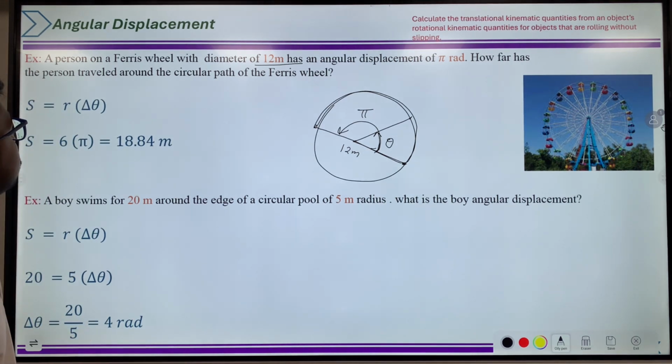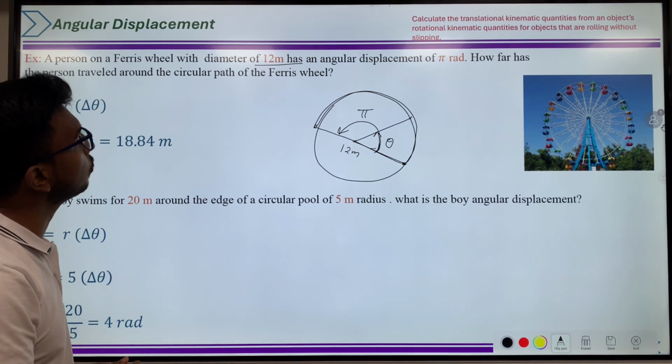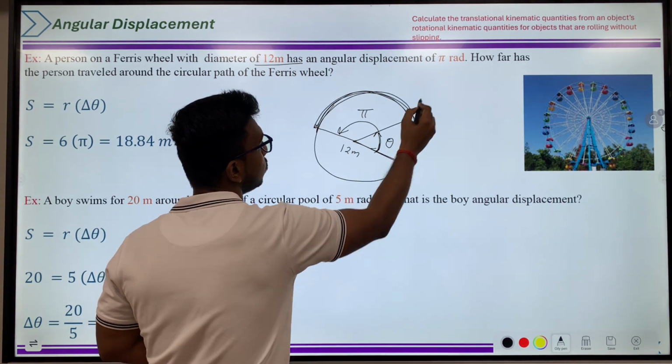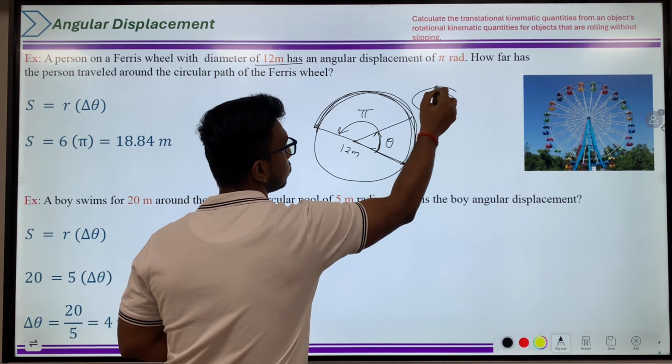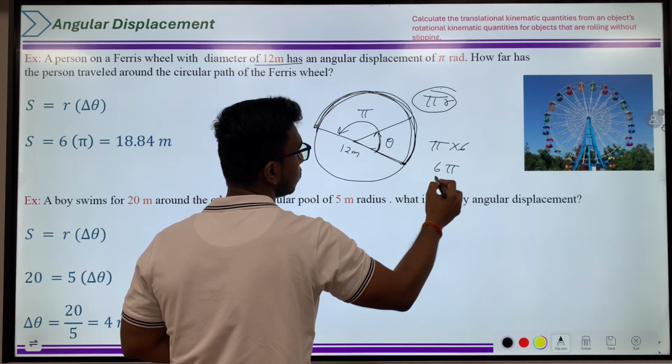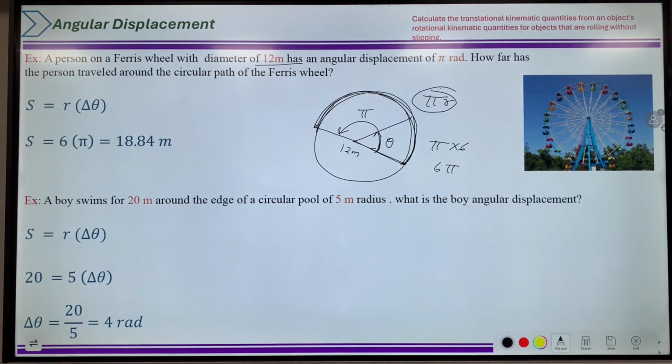How far has the person traveled around the circular path of the Ferris wheel? If you use your brain, it is half of the circle, which is pi r. Pi is pi, r is 6, so 6 pi, or 6 times 3.14. Do we have a result?